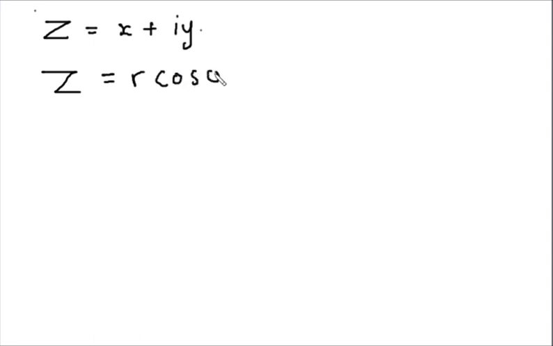In this video, we're going to talk about how to convert Cartesian form of complex numbers and polar form of complex numbers. So I want you to know these two things. Cartesian form of complex numbers is often given in the form of, say, z equals x plus iy. And the polar form of complex numbers is given as z equals r cos theta plus i r sin theta.